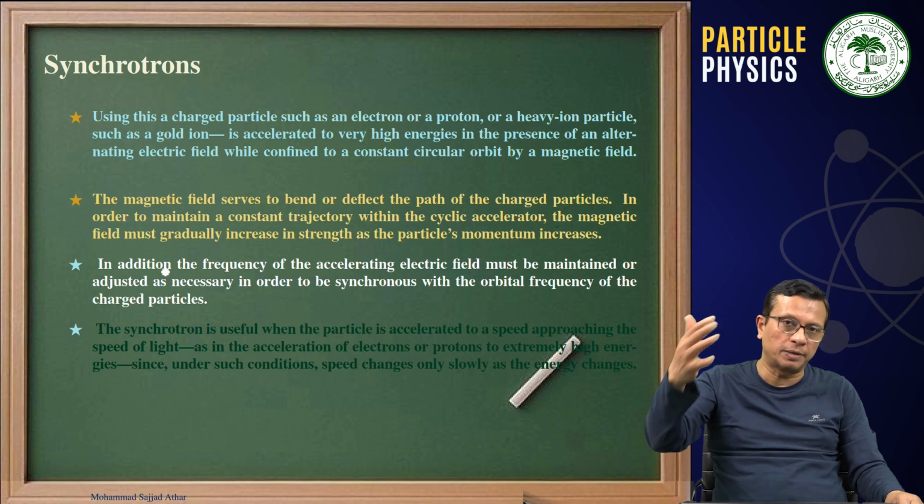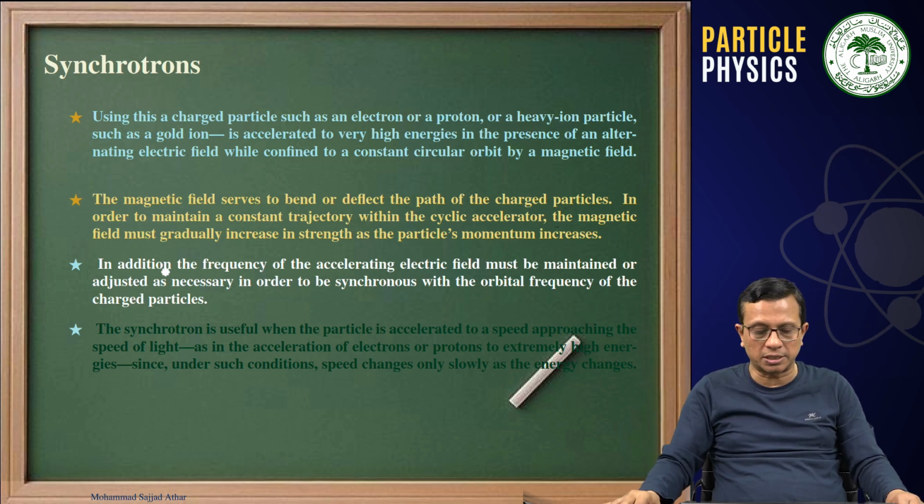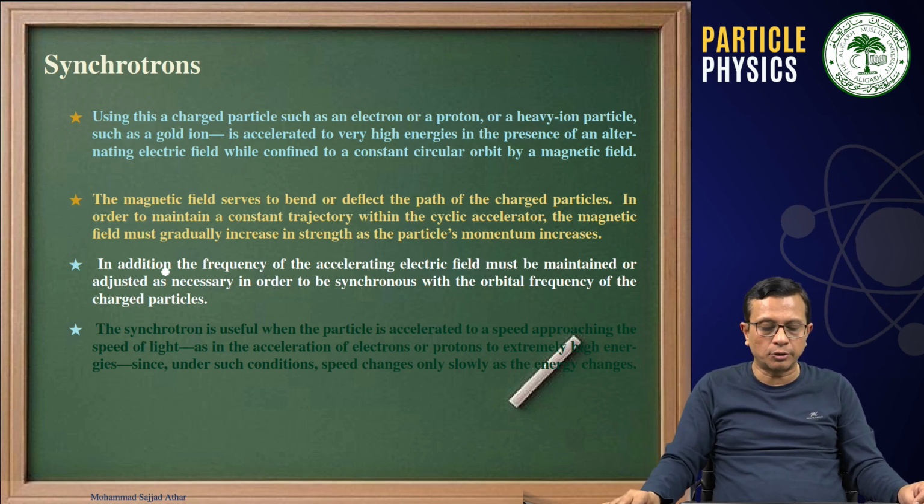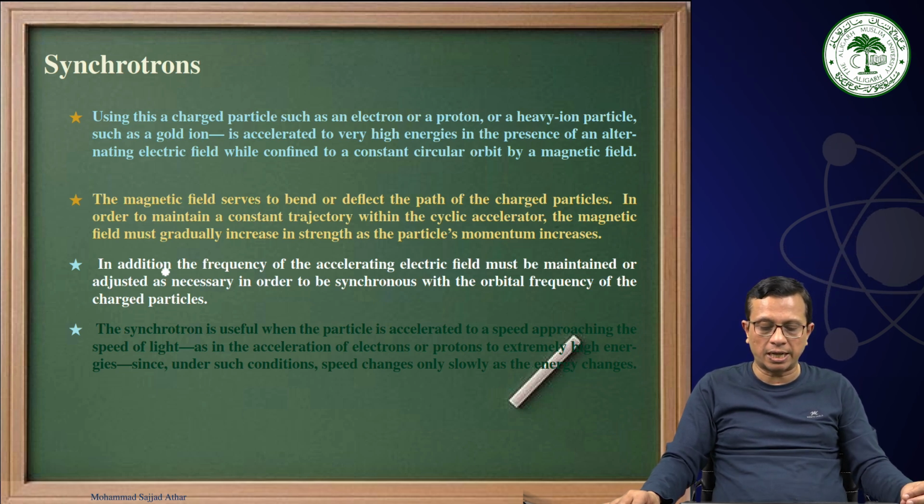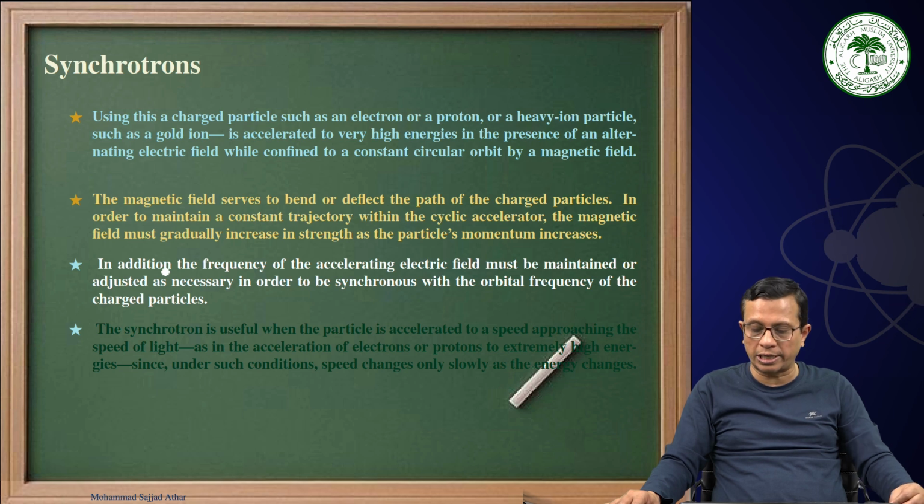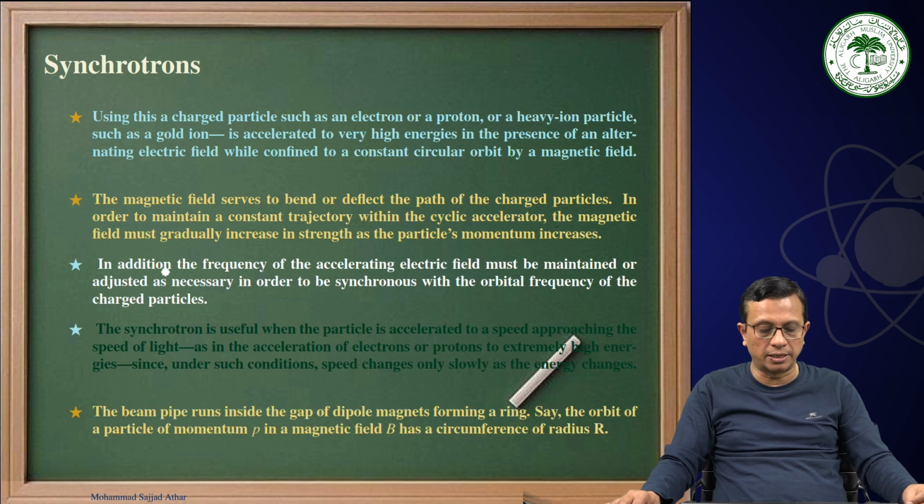This is very similar to what we discussed about the cyclotrons. The synchrotron is useful when the particle is accelerated to a speed approaching the speed of light, as in the acceleration of electrons or protons to extremely high energies, since under such conditions, speed changes only slowly as the energy changes. The beam pipe runs inside the gap of dipole magnets forming a ring.